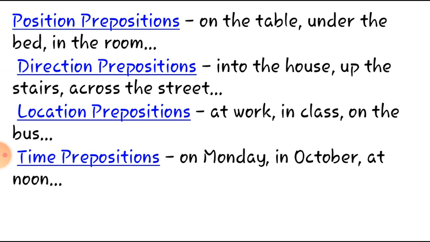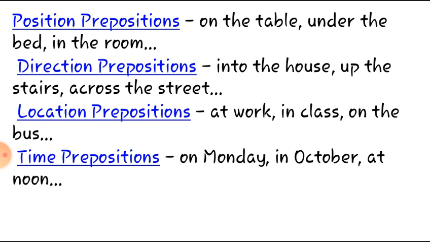Dear students, the third type of preposition is location preposition, and location prepositions are those prepositions which show location. As its examples, you can see here: at work, in class, on the bus. So these prepositions show location. So these are location prepositions.